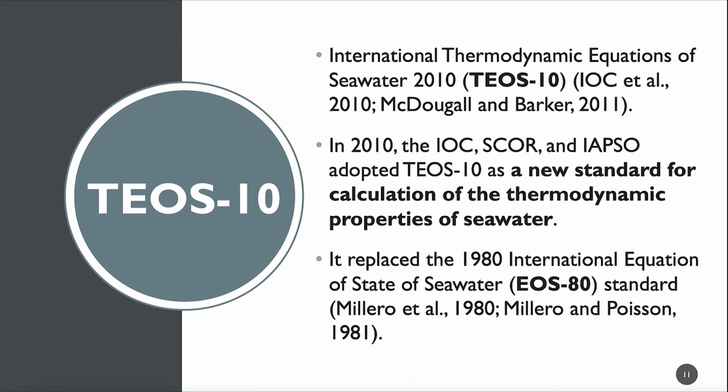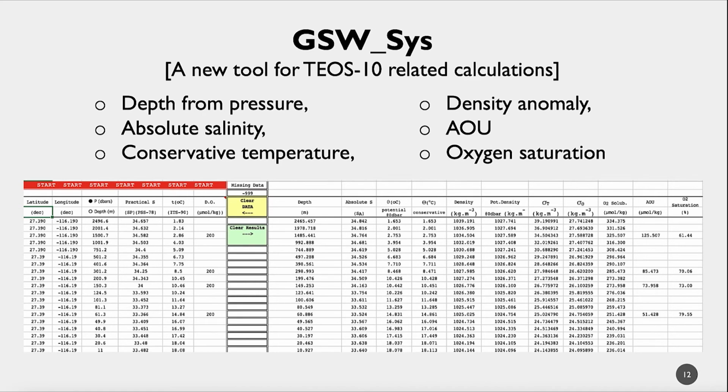I'm sure a lot of you have heard about the TEOS-10 calculations. It is recommended by the IOC and others as the new standard to calculate a lot of the oceanographic parameters. Previously, there were no tools based on Excel for this kind of calculation. In this paper, we released a new tool called GSWSYS, thanks to the development efforts by Denis Pierrot. In addition to these common parameters, it also allows the calculation of AOU and percentage oxygen.